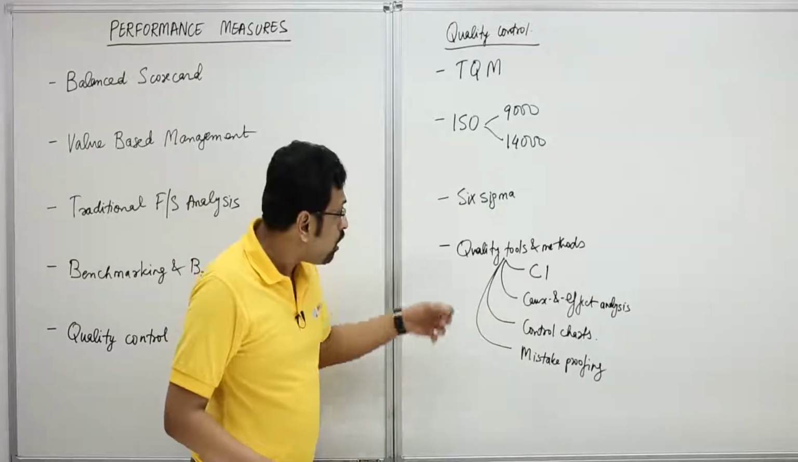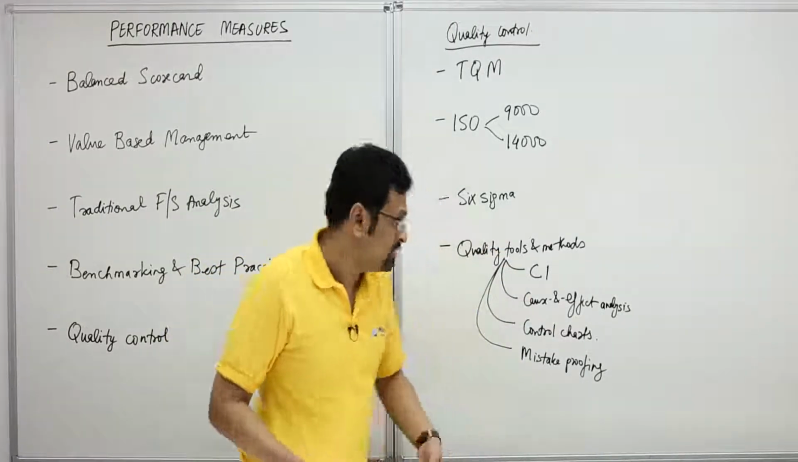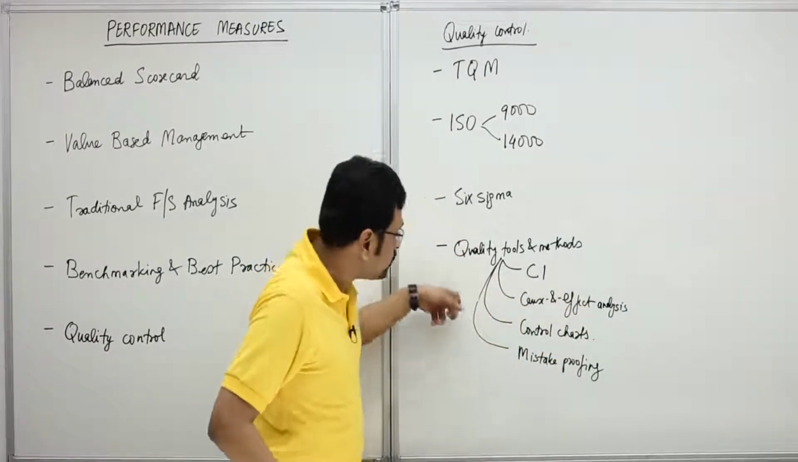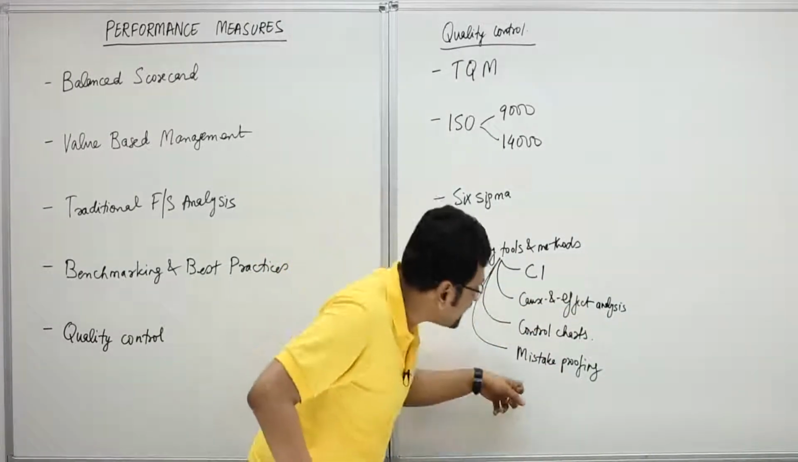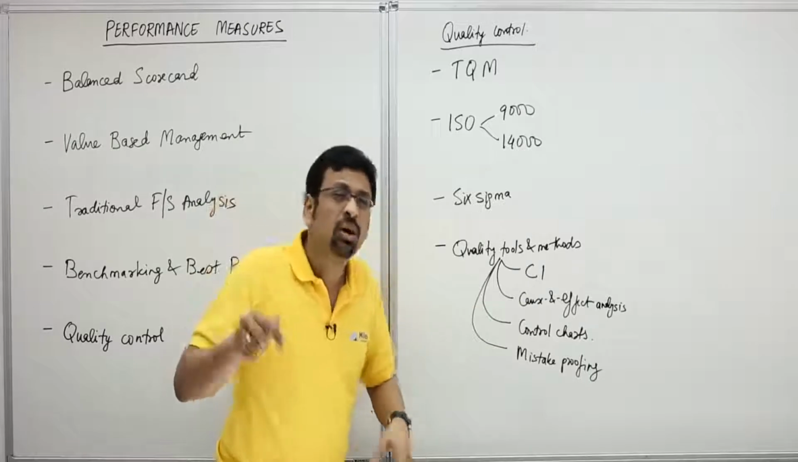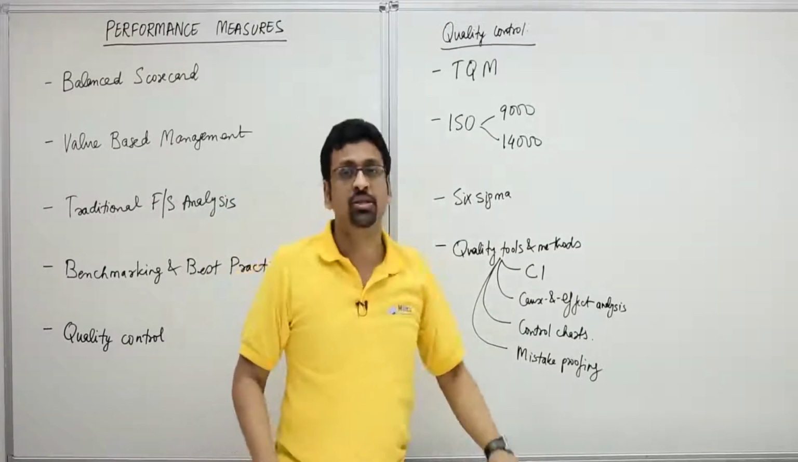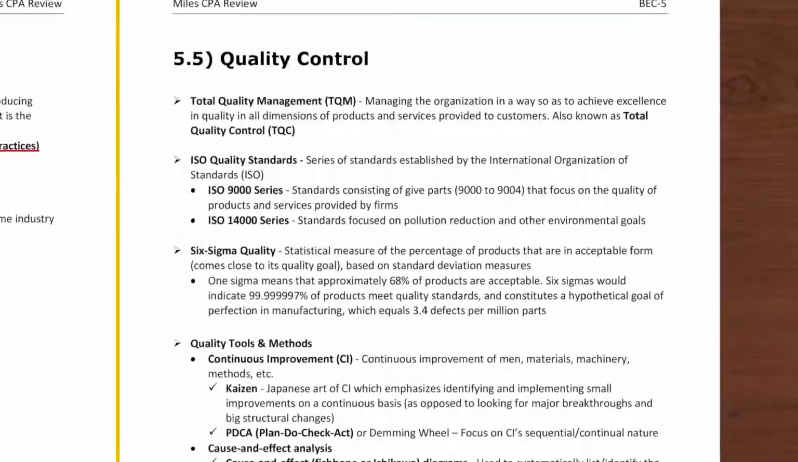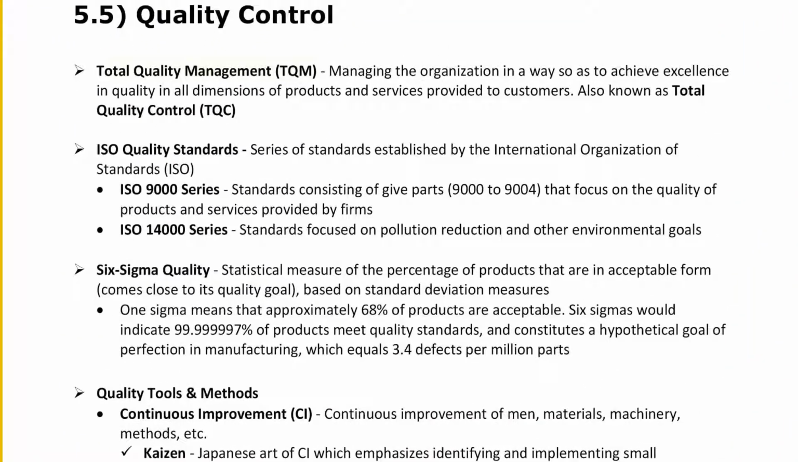You have a lot of quality tools and methods, continuous improvements, cause and effect analysis, control charts, mistake proofing. Let's get to the book and we'll look at all of this. On page 21, we're looking at quality control. Highlight total quality management, which is managing the organization in a way so as to achieve excellence in quality. It's also known as total quality control.